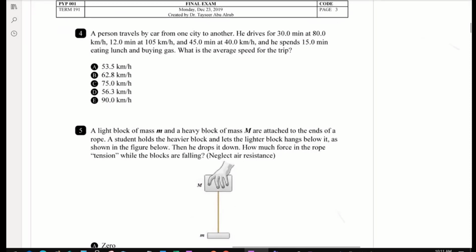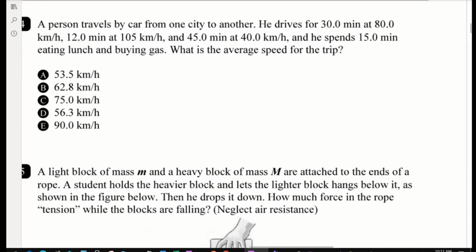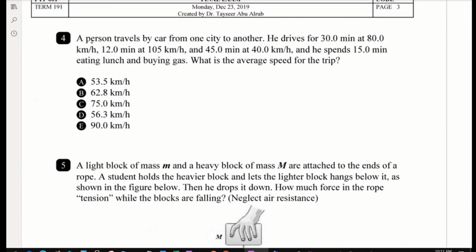A person travels by a car from one city to another. He drives 30 minutes at 80 kilometers per hour, 12 minutes at 105 kilometers per hour, and 45 minutes at 40 kilometers per hour. So here we have 3 periods. And he spends 15 minutes eating lunch. So that's the 4th one. Okay. What is the average speed for his trip? What is the average speed?